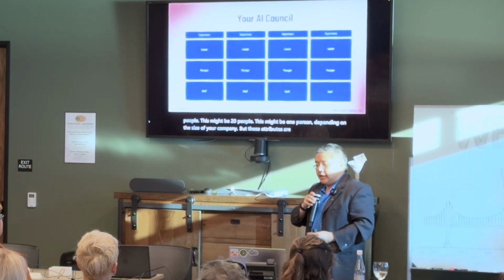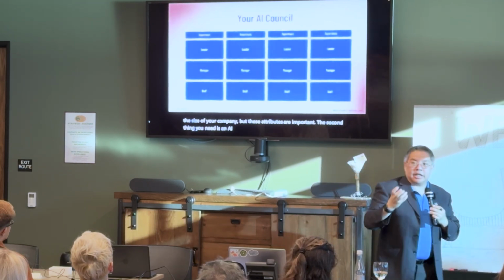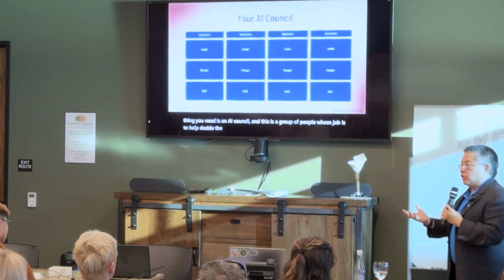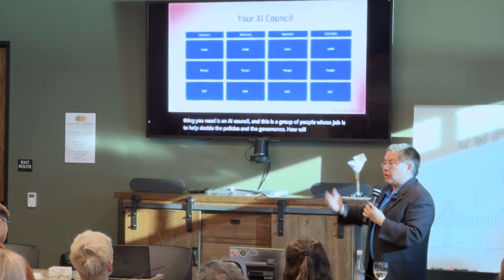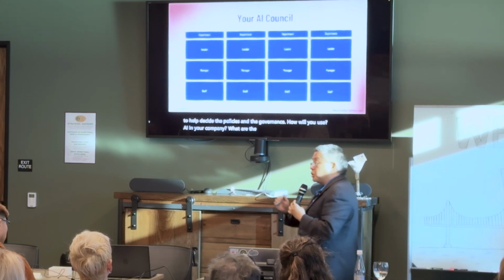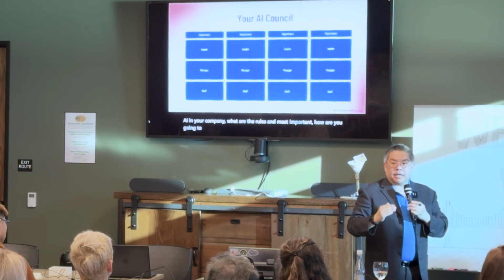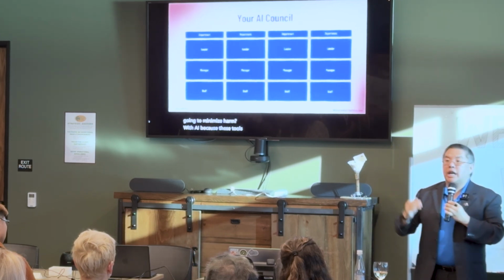The second thing you need is an AI council. And this is a group of people whose job it is to help decide the policies and the governance. How will you use AI in your company? What are the rules? And most important, how are you going to minimize harm with AI? Because these tools can do incredible amounts of harm.